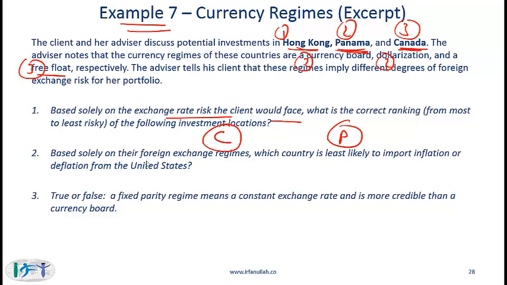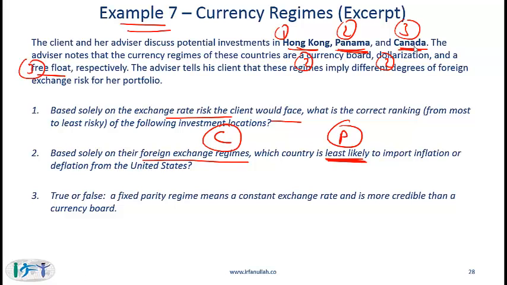Based solely on their foreign exchange regimes, which country is least likely to import inflation or deflation from the United States? This is also an important point. The country that will import the most inflation is the country that follows the US currency. So Panama uses dollars, so here there would be the most inflation. Hong Kong is practically pegged to the dollar, so inflation will be imported here also.